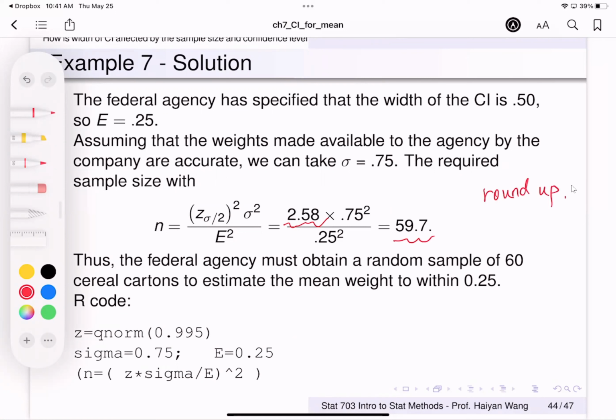Even if this is 59.1, you still need to use 60, because this sample size, whatever results, is the minimum that's needed to achieve that level with that width. So suppose you computed this and what you get is 59.1, and if you use 59, then the width will be wider than the desired 0.5.